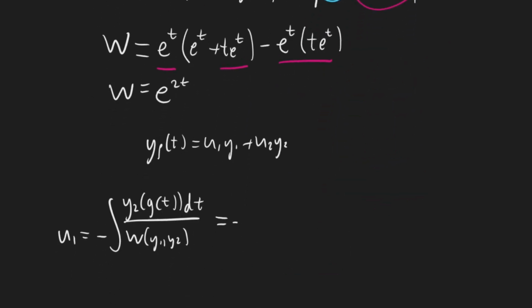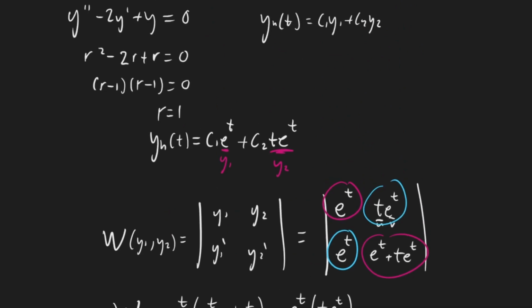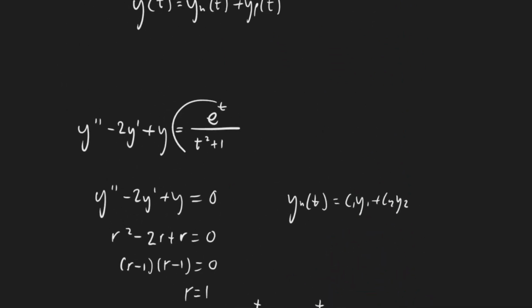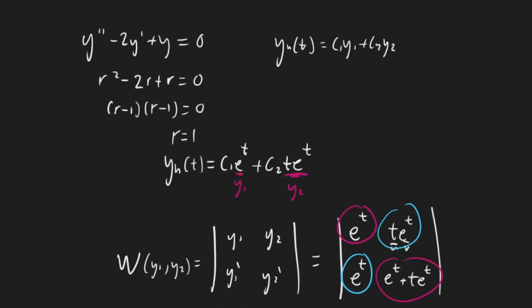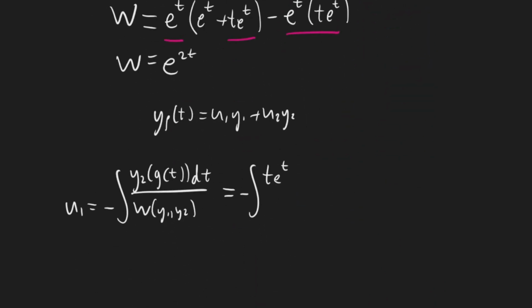So let's fill that in. This is still the negative integral. Now we know there's going to be a t e to the t here. So what about g of t? Well, g of t is actually going to be this function up above right here, because if you remember, we call this function on the right-hand side of the equation g of t. So that's going to be e to the t over t squared plus 1.